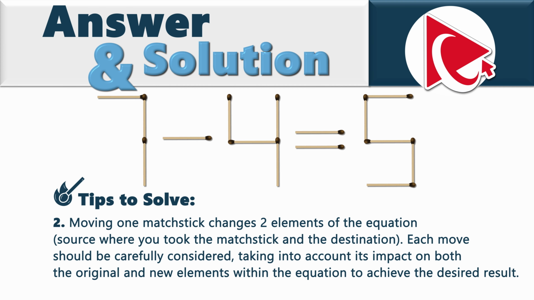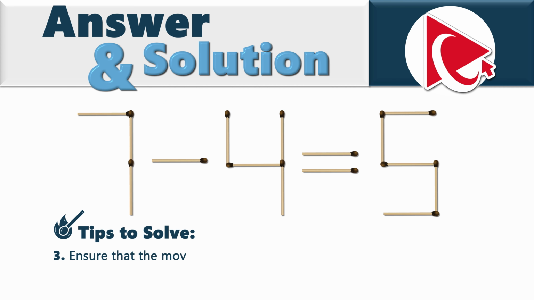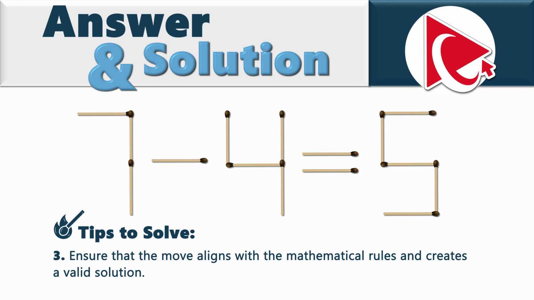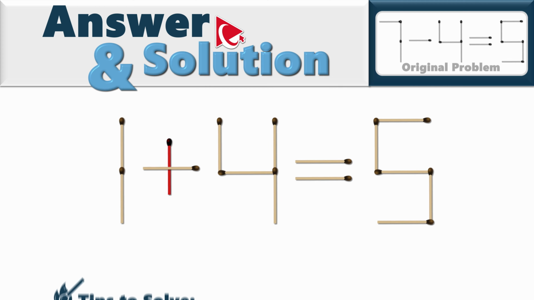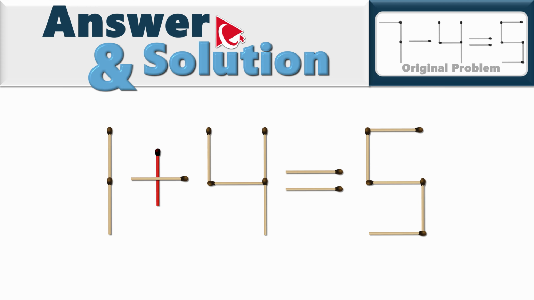Once you follow the simple tips, you need to ensure that the move aligns with the mathematical rules and creates a valid solution. And the solution here is rather simple. You need to take 1 matchstick from the first digit and move it to the mathematical sign. The correct equation here is 1 plus 4 equals 5.